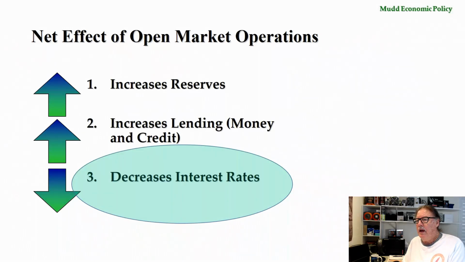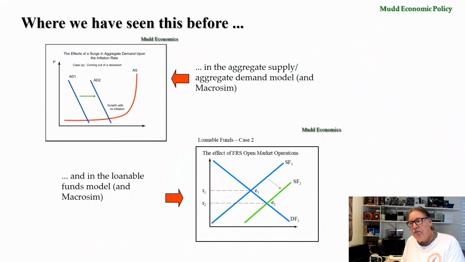You remember that open market operations, of course, clearly increase reserves and by so doing, increase lending, which results in the creation of money and credit. That was the point of the last video. This video is going to point out that the very same open market operation also has the effect of decreasing interest rates. So actually we have these three beneficial effects: an increase in the money supply and credit, and a decrease in interest rates. We have seen this already before in the aggregate supply, aggregate demand model, and in macro-sem.